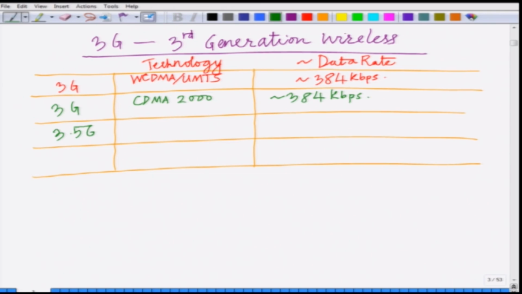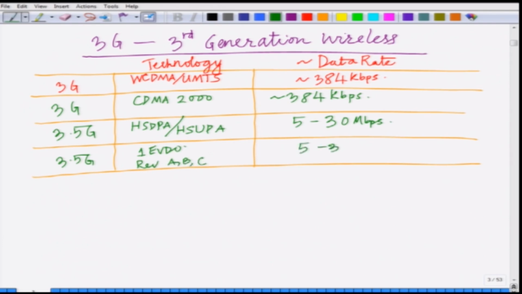And this evolved into a 3.5G standard, that is HSDPA/HSUPA, which has a data rate capability of around 5 to 30 megabits per second. And another 3.5G standard was 1X EVDO revision A, B, C, which has a data rate of around 5 to 30 megabits per second.